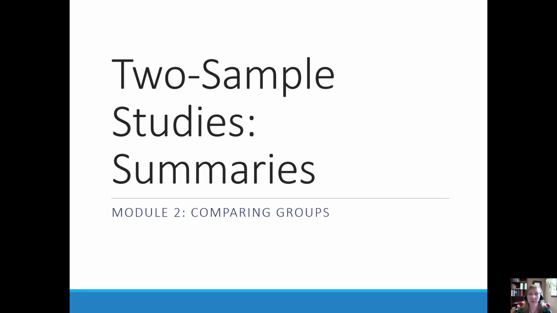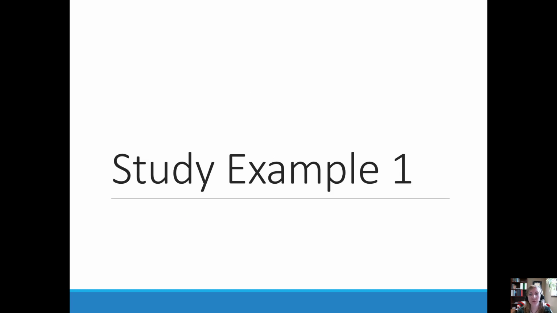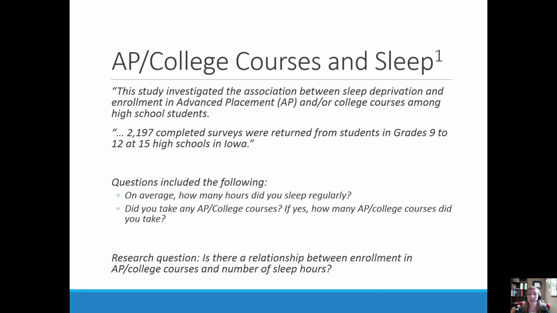This lecture reviews summaries used in two-sample studies. It is in Module 2, Comparing Groups. Let's look at the summaries in the context of our first study example. Remember that we're looking at the relationship between taking or not taking AP or college courses and how much sleep the students had. We are comparing two entirely separate groups.